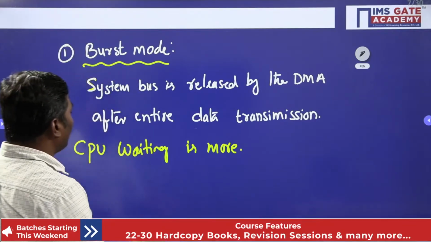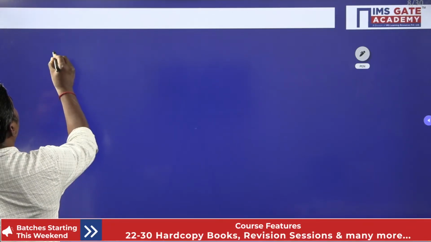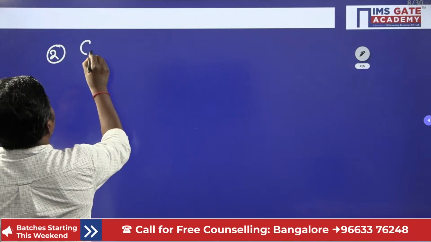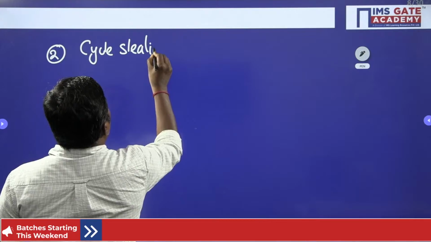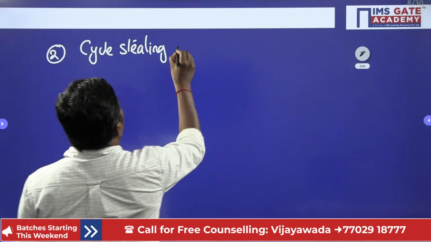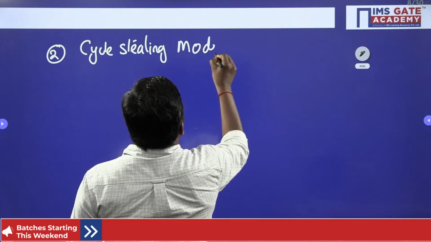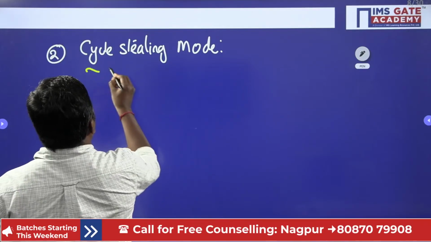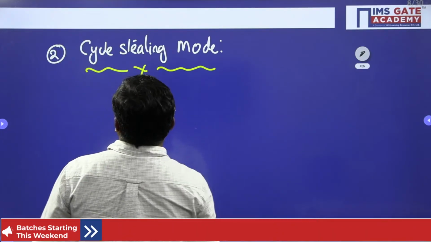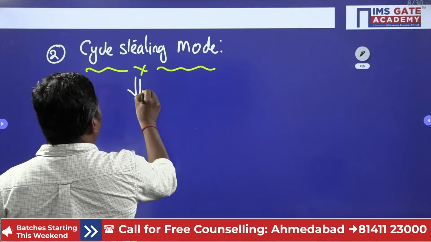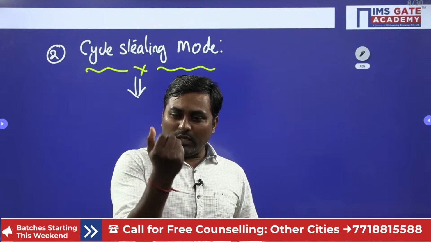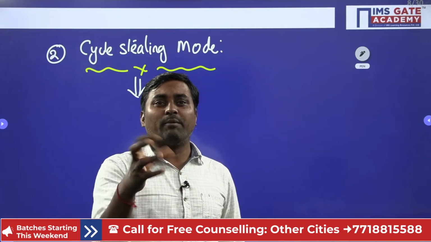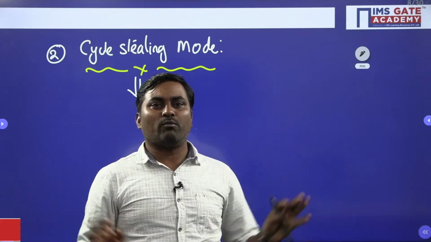Now the second mode. What is the second mode? The second mode is the cycle stealing mode. Understand the points, because problem solving will be easy. Now in the burst mode, what happened? The system bus is held by the DMA controller for the full transmission time only.